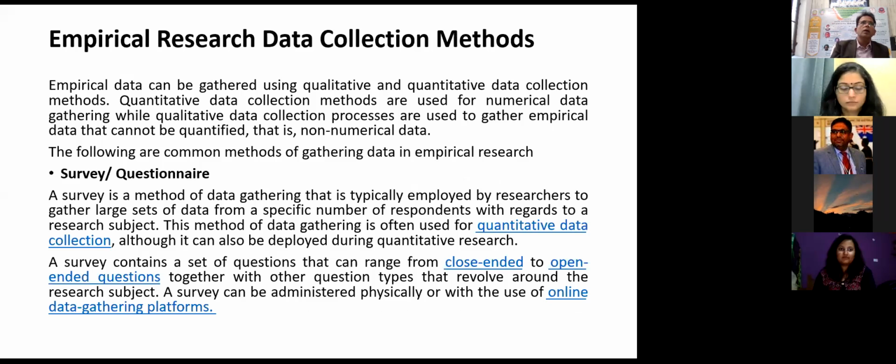Okay. Then the empirical research data collection methods. This we have already more or less discussed. Again the same, this thing will come again and again, the qualitative and quantitative things when we talk about empirical research. So the following are the common methods of gathering data in empirical research.